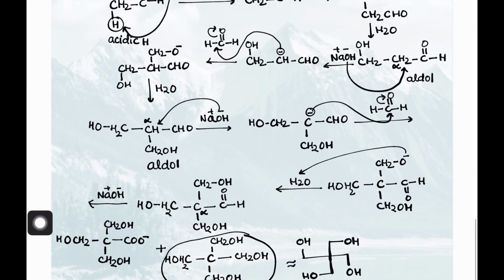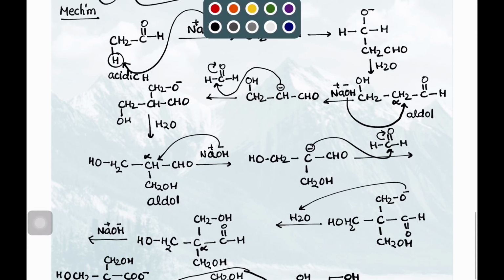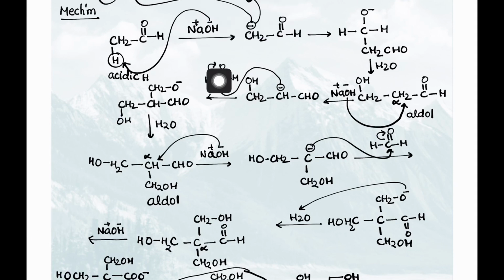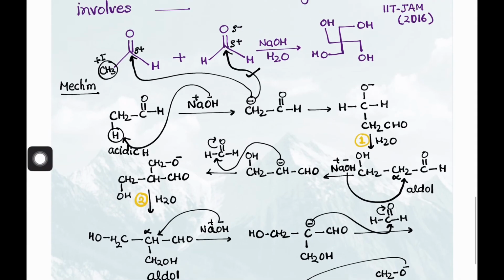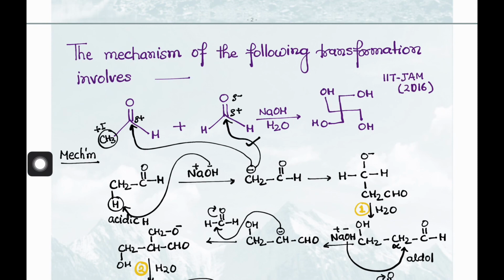So if we talk about the different reactions we have, the first is aldol. So this is the first aldol. Then it is the second aldol formation. So this is the second. After that, it is the third aldol. This is again aldol. And after that, it is Cannizzaro. So this transformation basically involves 3 aldol reactions plus 1 Cannizzaro reaction. Thank you.